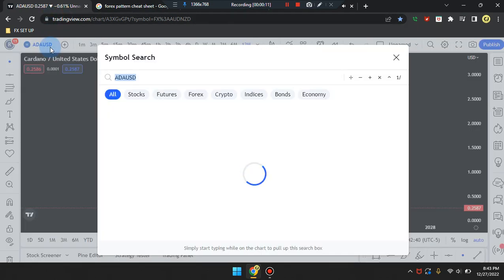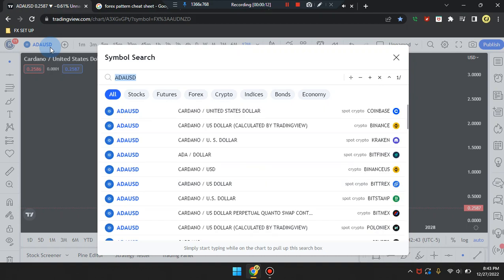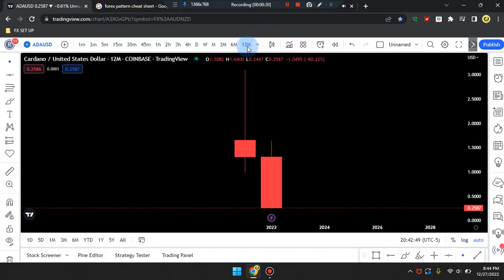Okay, everyone, this is Cam Jones, FX Daily Analysis, and we are marking up ADA/USD. We are on the 12-month time frame. Each candle represents 12 months.